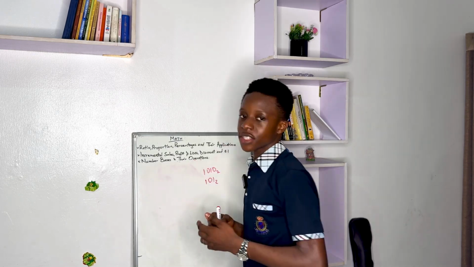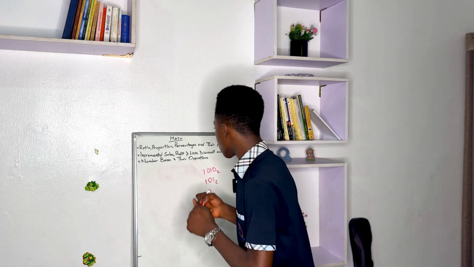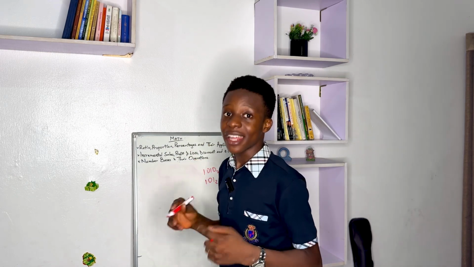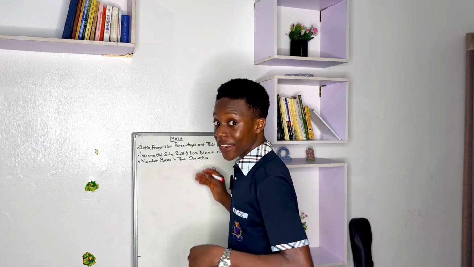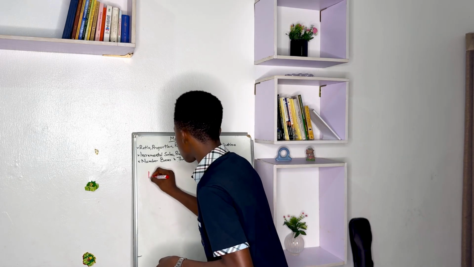So I have 2 bases here, and I want to divide these bases. When I want to divide these bases, I don't just divide them with regular division. I'm going to convert them to base 10, then divide them in base 10, and then convert them back to base 2. So if I convert this to base 10, let's solve it here.